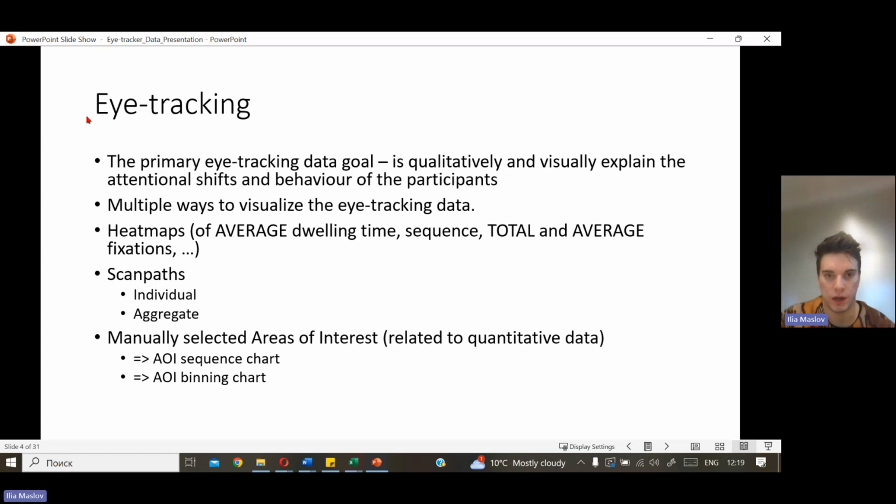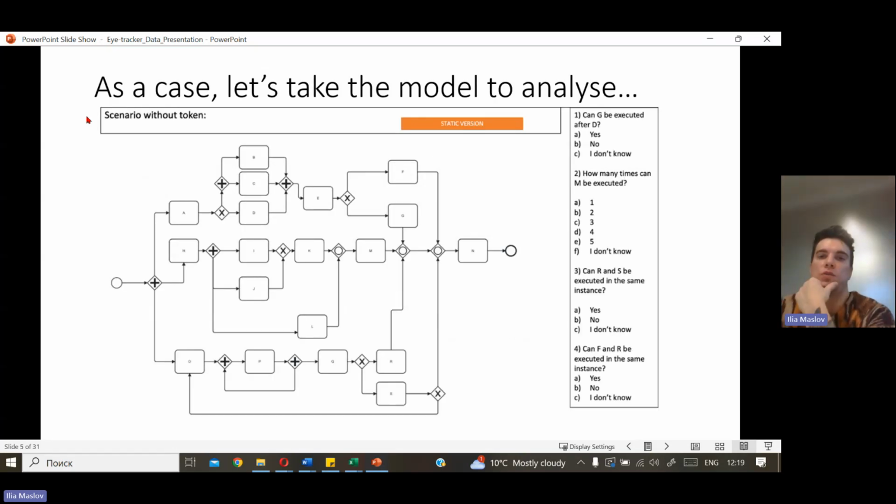But I'm going to show you how this looks. So for example, you have this model to analyze. It's one of the tasks. In this case, you have a static version. And we were also checking an animated version, where you have this token flowing through, so it's kind of visualizing the logic of the model. So here it splits, boom, boom, boom, and then it goes. Here it gets stuck. Here it gets stuck in this place. And then here you need to calculate how many times the participant looks at M. And these are the questions.